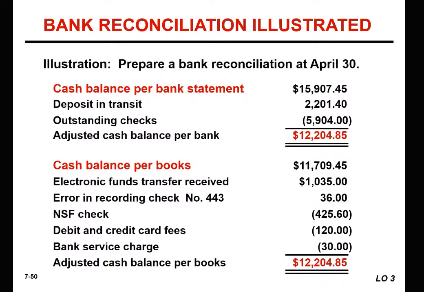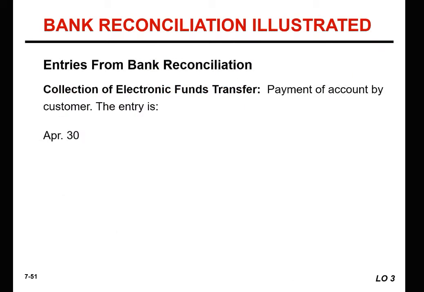Once we've completed the reconciliation, each reconciling item used in determining the adjusted cash balance per the books needs to be recorded by the depositor in their books. Now, if these items are not journalized and posted, the cash account will not show the correct balance. So we had the payment on account by a customer of $1,035. So we received cash of $1,035. To the accounts receivable account.